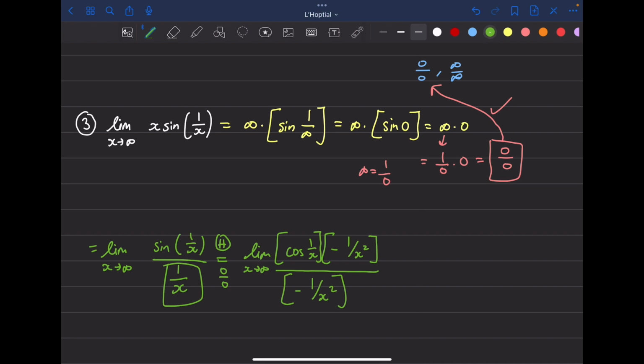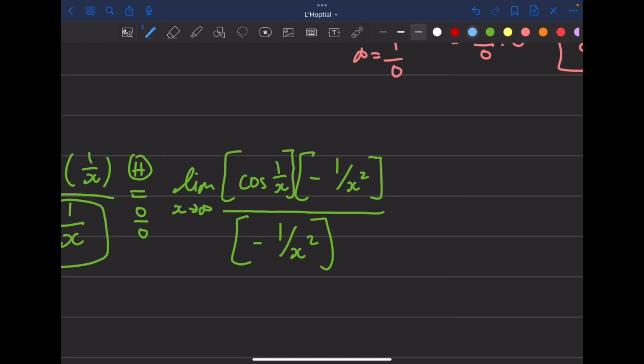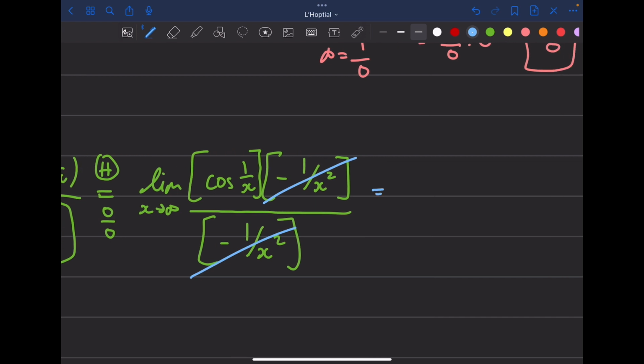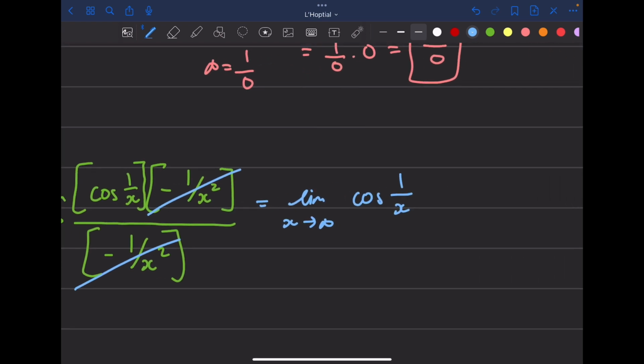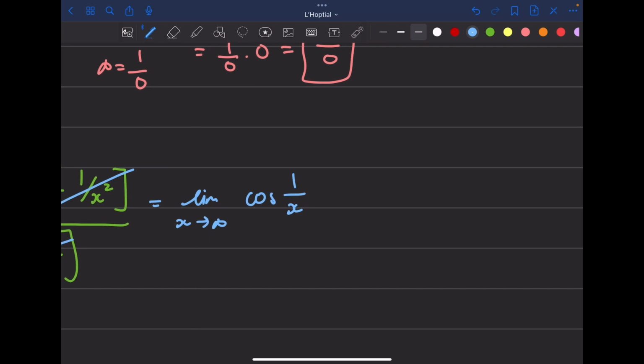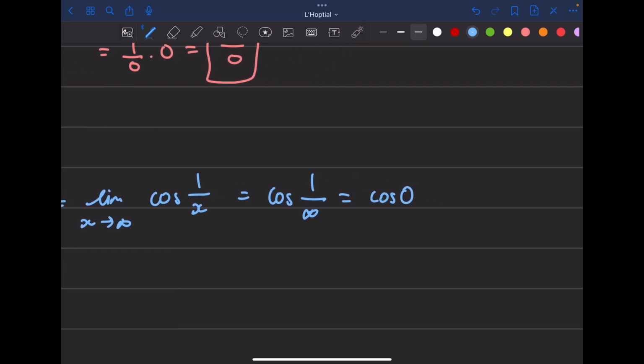Okay, now what can we do? Pretty simple. Cancel out the negative 1 over x squared from both the numerator and the denominator. And then you would have this as the limit as x approaches infinity of cosine of 1 over x. Okay, we're almost done because now it's pretty simple. If you actually try to evaluate this limit, you would get that this is equal to cosine of 1 over infinity. And what is cosine 1 over infinity? It is the exact same as cosine of 0. And you can even put this on a calculator, but cosine of 0 is equal to 1. Okay, so we found the answer, and that's basically it.